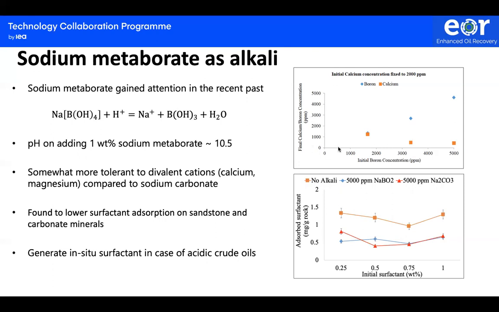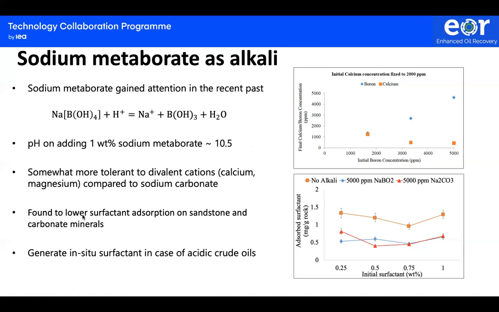This was one of the experiments that we did, where we started with 2000 ppm calcium in DI water, and we increased the amount of sodium metaborate. Here I'm just showing the boron concentration, and we found that as you increase the concentration of sodium metaborate, your calcium starts to precipitate. But these are equilibrium concentrations, so even after precipitation, you can see some amount of calcium remains soluble. Therefore, sodium metaborate has somewhat higher tolerance to divalent cations.